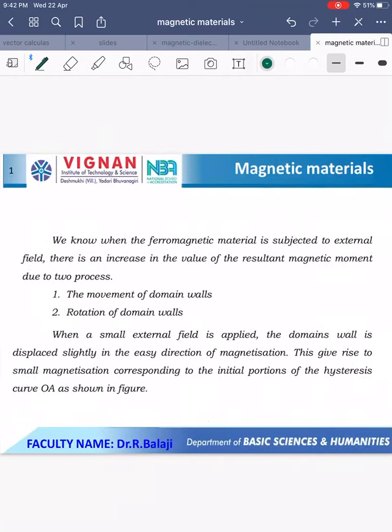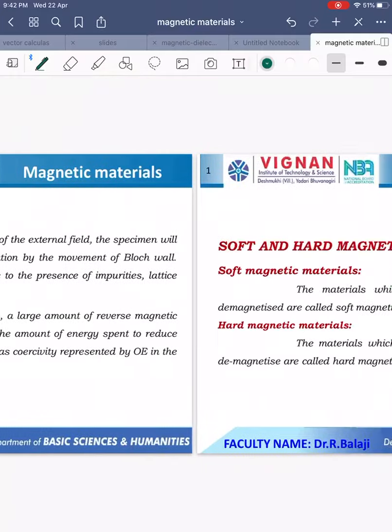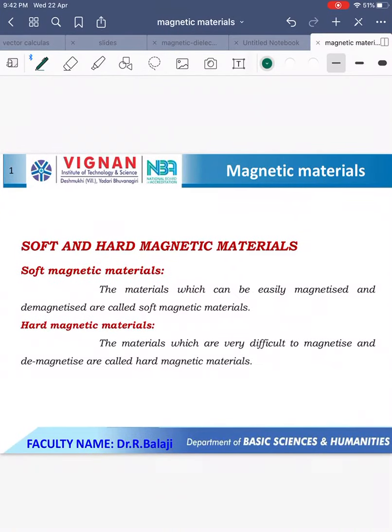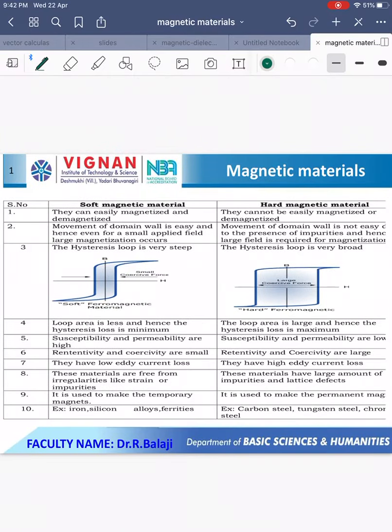Okay. Now, what is a soft magnetic material, what is a hard magnetic material, and what are the differences between soft and hard magnetic materials? Soft magnetic materials are the materials which can be easily magnetized and demagnetized. Hard magnetic materials are the materials which are very difficult to magnetize and demagnetize. Now here I have mentioned some differences between soft magnetic materials and hard magnetic materials.